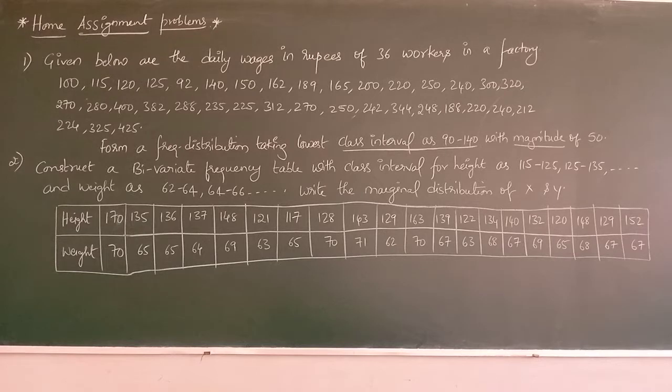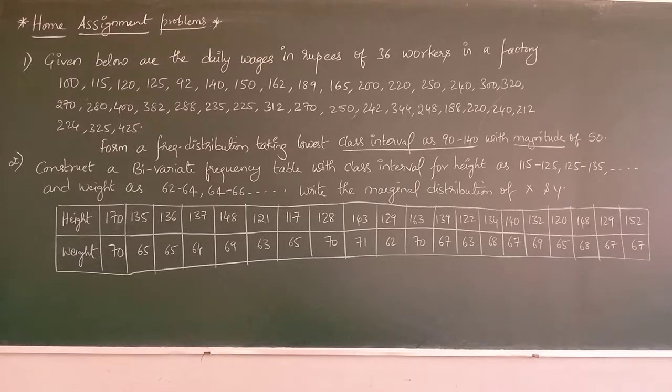And the highest value, if you observe, is 382. So you can easily calculate the range. As you all know, the lowest class interval is 90 to 140, with a magnitude of 50, meaning the width has to be taken as 50. Already the class interval type and the width are given. Straight away you have to calculate the number of classes, range by width. You need not apply Sturges' rule.